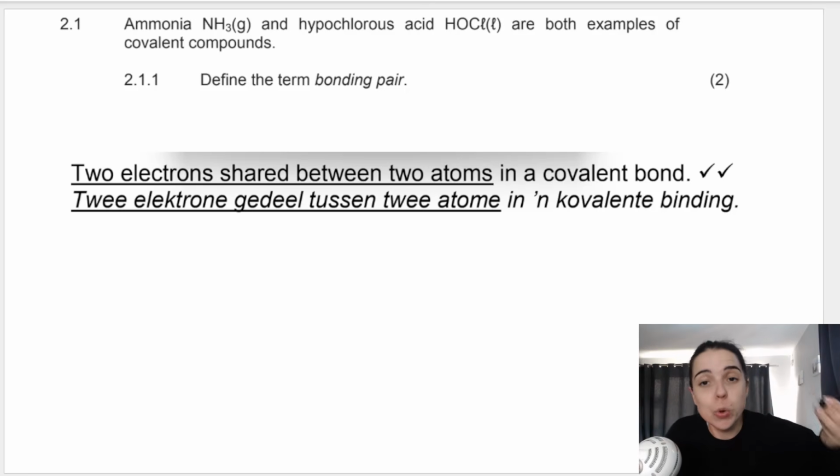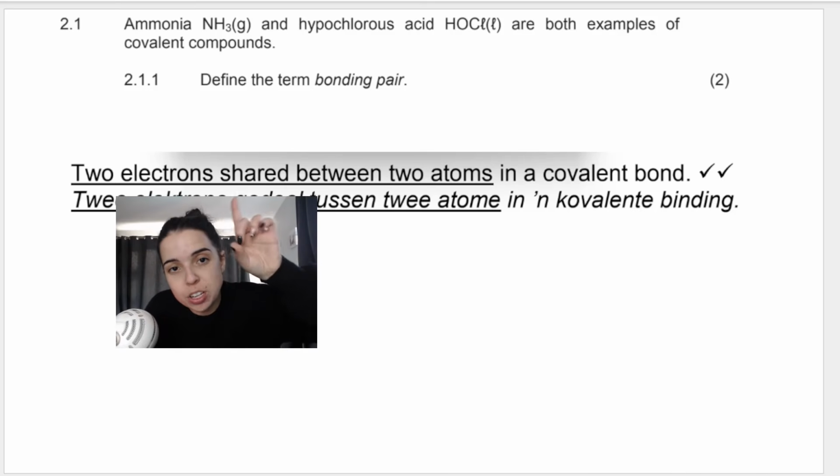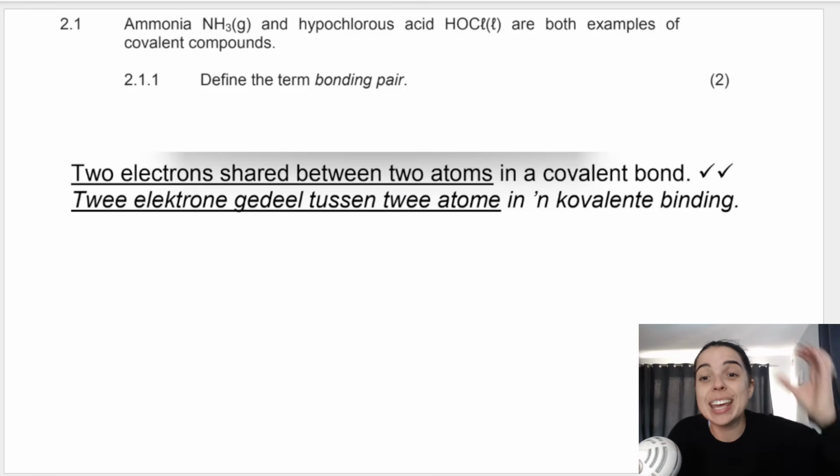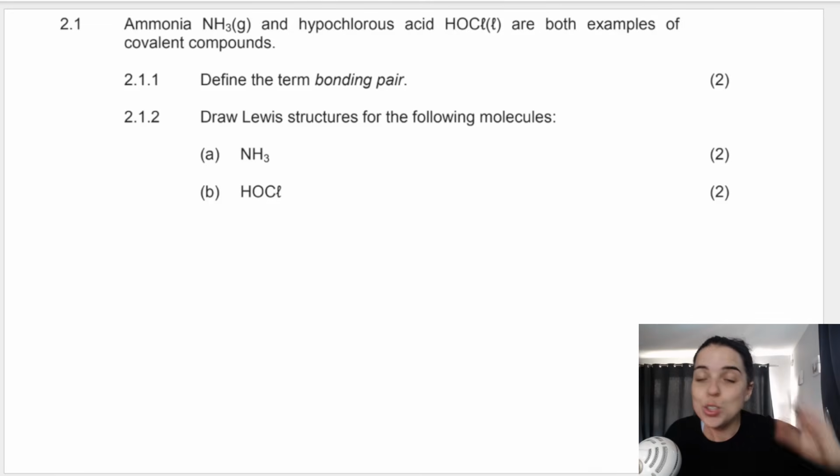And when we draw Lewis dot diagrams, we can often see the bonding pairs and or the lone pairs. Take note how the words that are underlined, those are keywords. If you leave out those words, you could risk getting 0 for your definition.